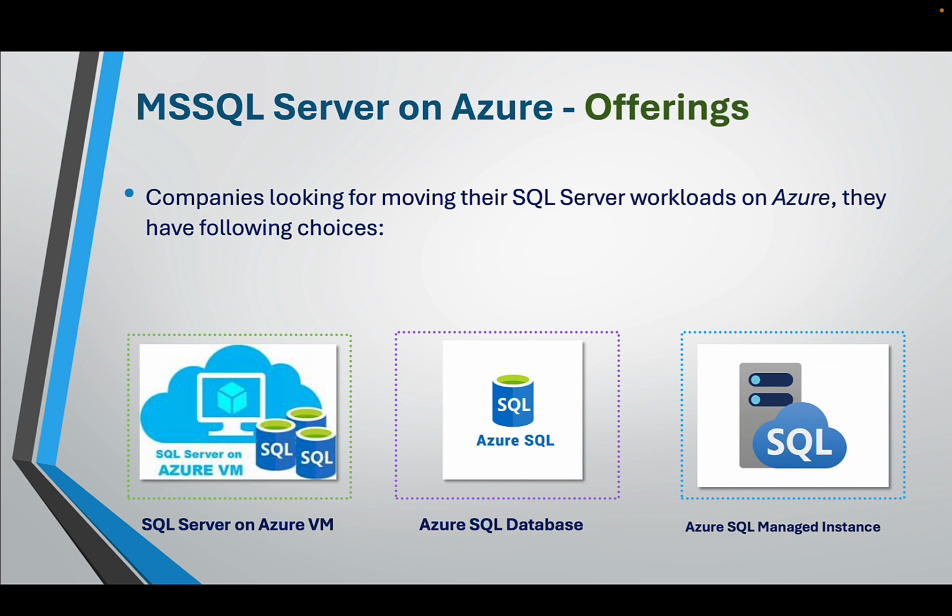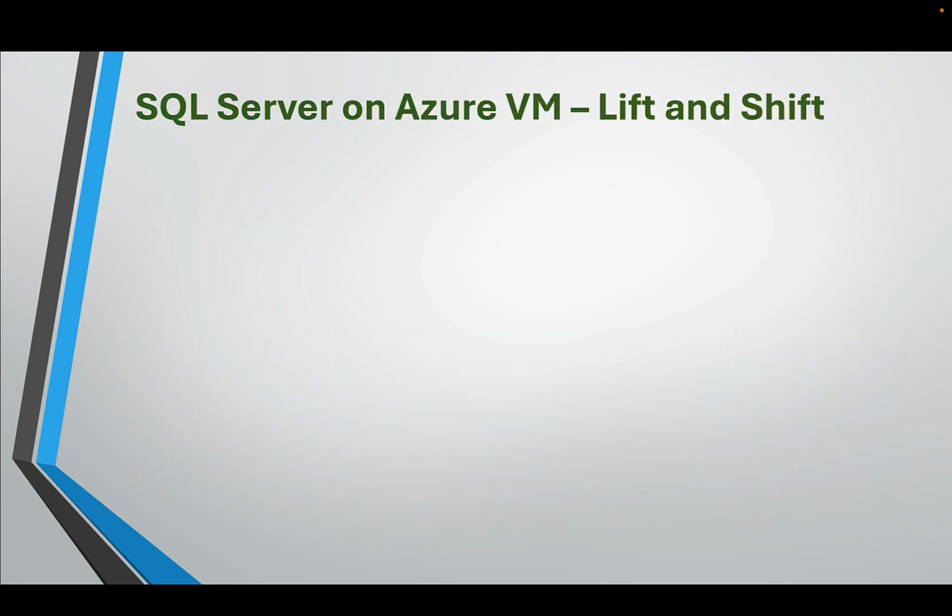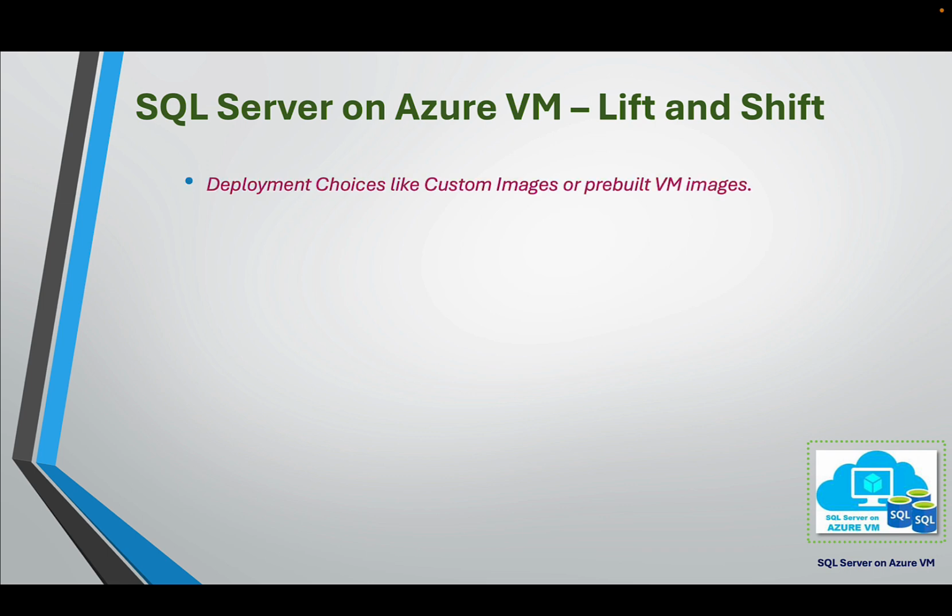In very simple terms, if we want to delve into more details about these, let's go one by one through these three offerings. So the first one we will talk about is SQL Server on Azure VM, which is primarily a lift and shift. That's why people call it lift and shift, because it's a system which you want to run from your on-premises, get that workload onto the cloud, and run it on Azure in the form of a VM.